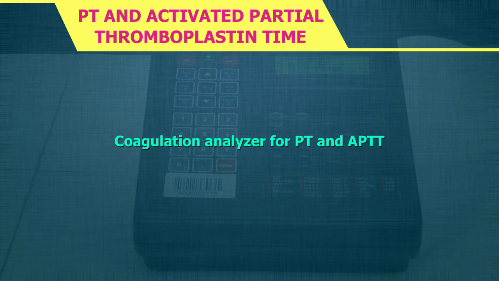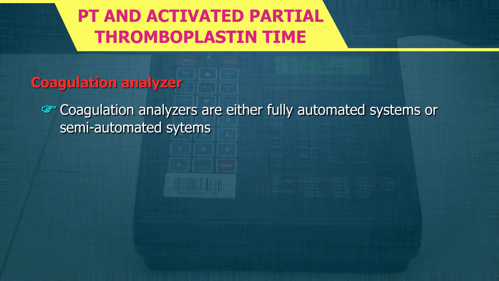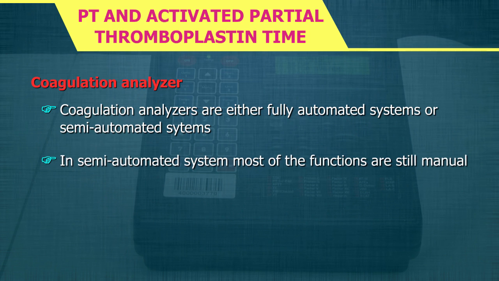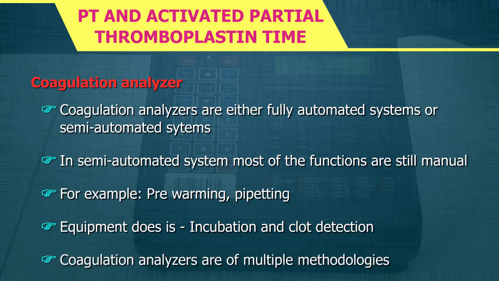Using a coagulation analyzer for PT and APTT. Coagulation analyzers are either fully automated systems or semi-automated systems. In a semi-automated system, most of the functions are still manual, for example, pre-warming, pipetting, etc. All the equipment does is incubation and clot detection. Also, coagulation analyzers are of multiple methodologies. We are going to show a semi-automatic photo-optical equipment where the clot formation is detected using a laser LED optic.